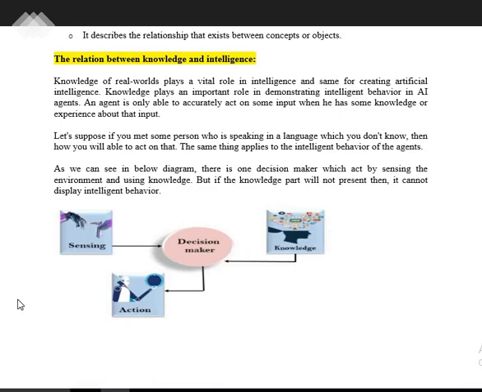Let's suppose you meet a person who is speaking a language which you don't know, then how are you going to respond to that? We are human beings, suppose we are able to understand English or Hindi or our mother tongue, but somebody speaking in front of us in a foreign language that is not known to us, are we going to react to any statement spoken in front of us? No. At that time we are unable to take a decision. In the same way, knowledge and intelligence system are partially or completely dependent on each other.